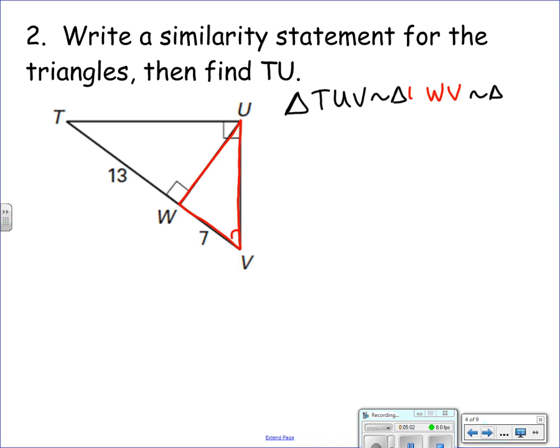We're left over with U. And then the last one is this one. And that's going to be T, because angle T is equal to itself, W, and then U. So now I need to find TU.